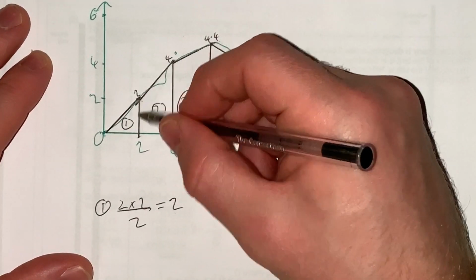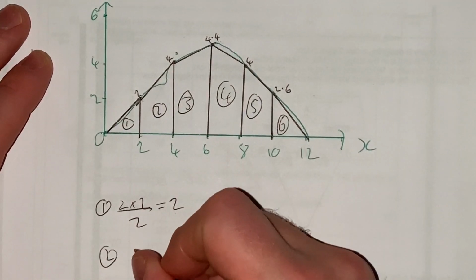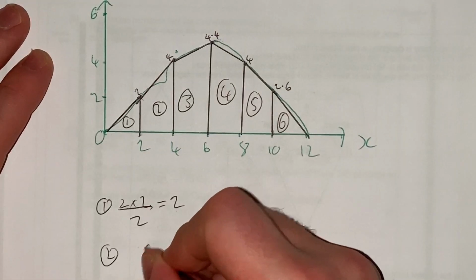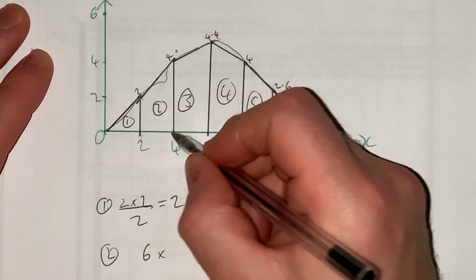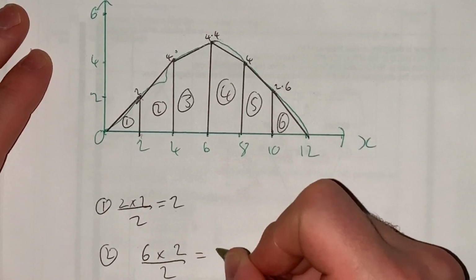So this bit from here to here is 2, from here to here is 4. So I'm going to do the 2 add the 4, which gives me 6. 6 times the height, well, the height is obviously 2, and then I halve it. 6 times 2 is 12, half of 12 is 6.